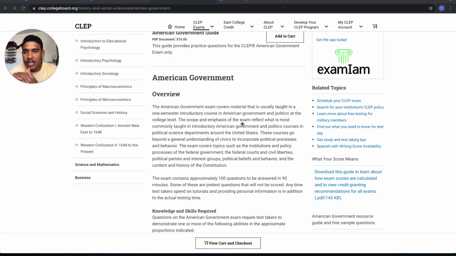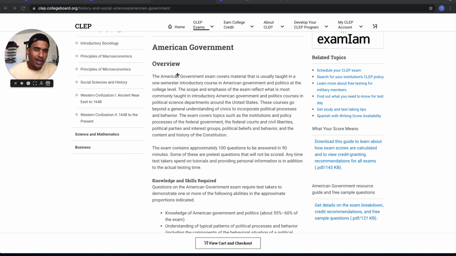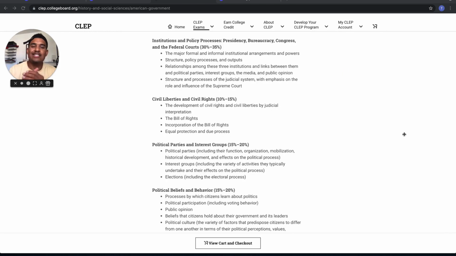Alright, ladies and gentlemen, here we are on the College Board website, and this is the American government breakdown. So before you start doing anything, it's very important that you read this overview, because it's going to tell you things like how many questions are approximately going to be on the exam. And another piece of information that goes right along with this is how long you're going to have to take this exam. This is gold.